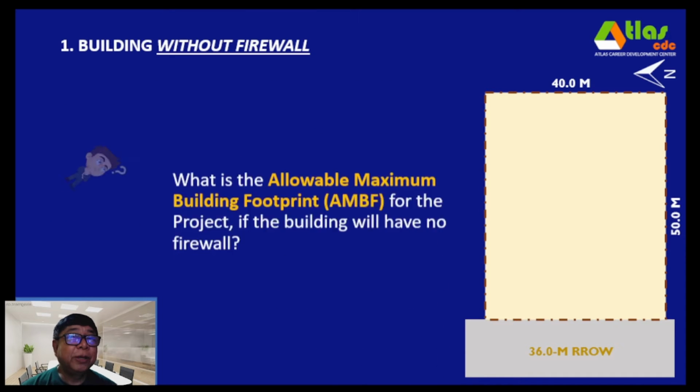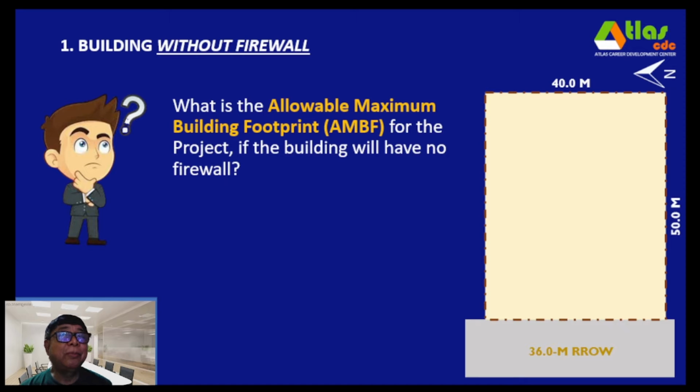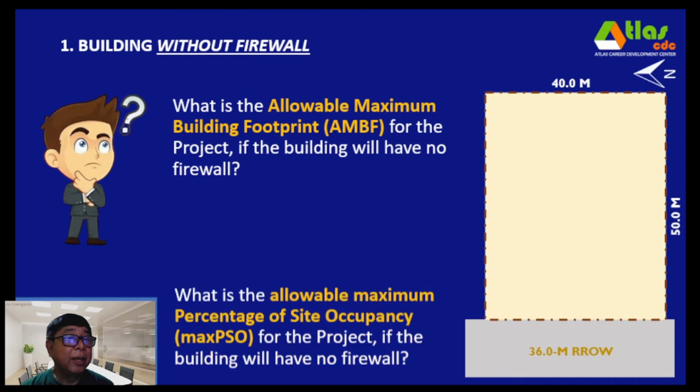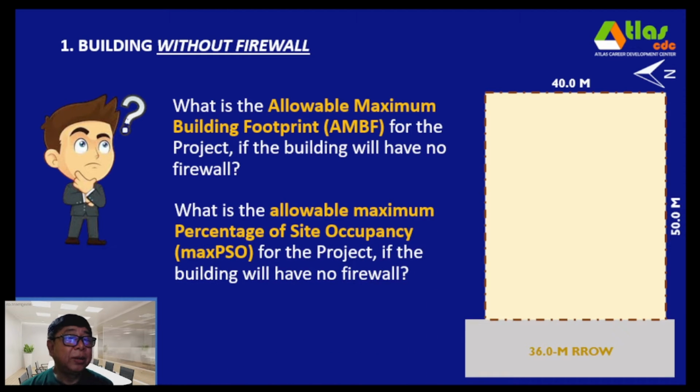So for the first option, wherein we have a building without firewall, the first development control is determining what is the allowable maximum building footprint, or AMBF, for the project if the building will have no firewall, and at the same time determine what is the allowable maximum percentage of site occupancy, or maximum PSO, for the project if the building will have no firewall.